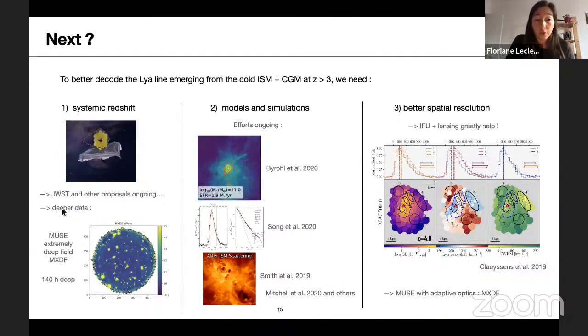Also, if we go deeper in the data, maybe we can detect other lines like CIII. And this is what we are investigating in the MUSE eXtremely Deep Field, which is 140 hours deep. We would also like to have better spatial resolution to resolve the ISM, and lensing can greatly help here. I'm referring to this paper where we study two lensed Lyman alpha halos. And we can also use adaptive optics with MUSE.